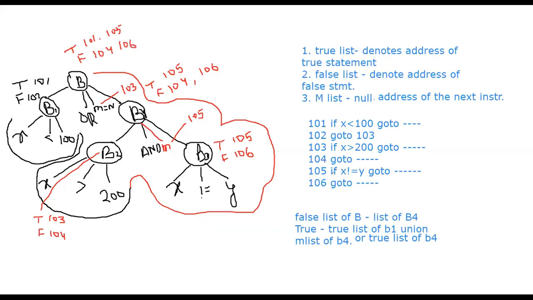Fine. So this is the parse tree of the backpatching. If we'll see this code again, what will this code contain now?